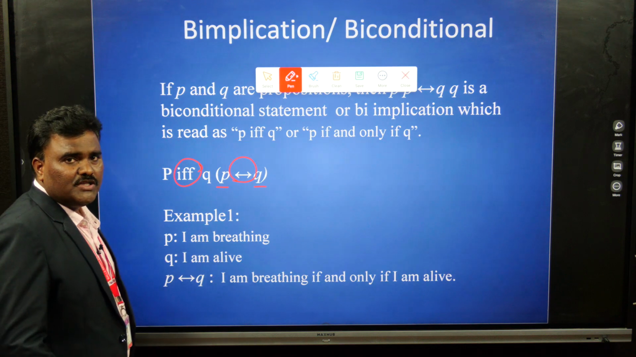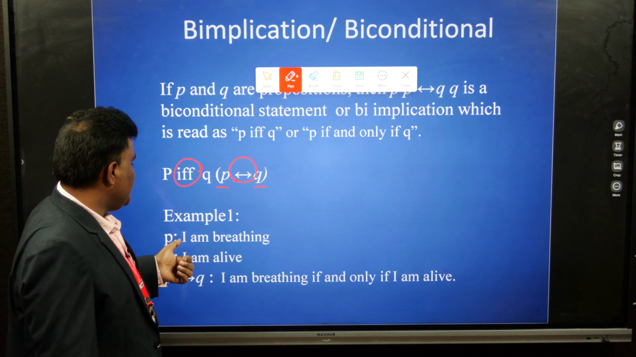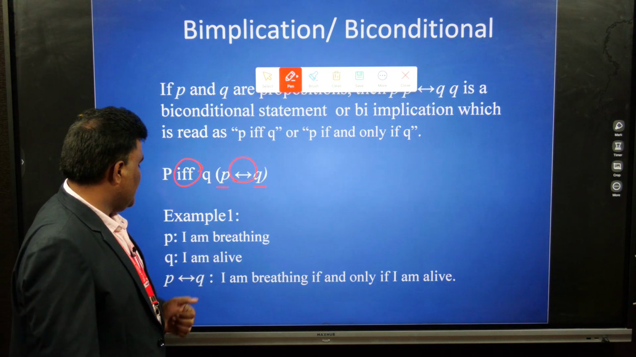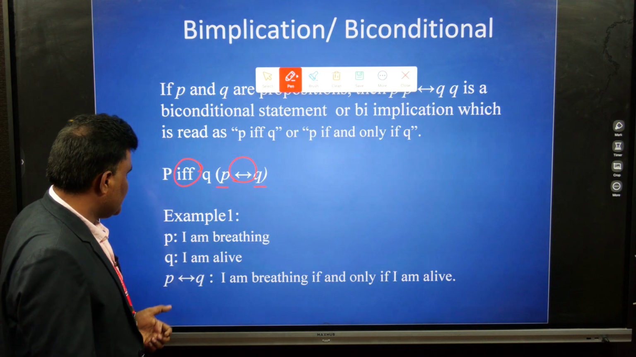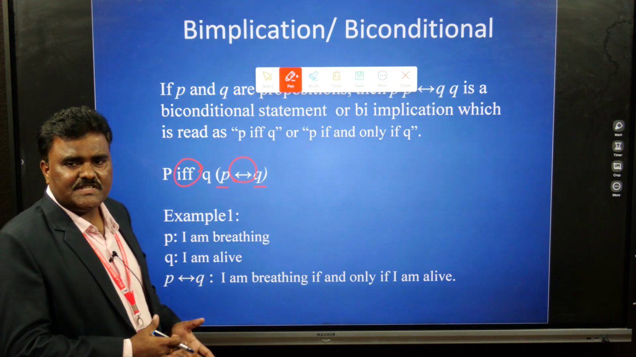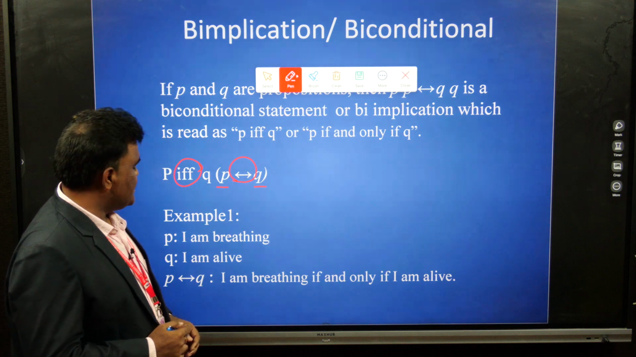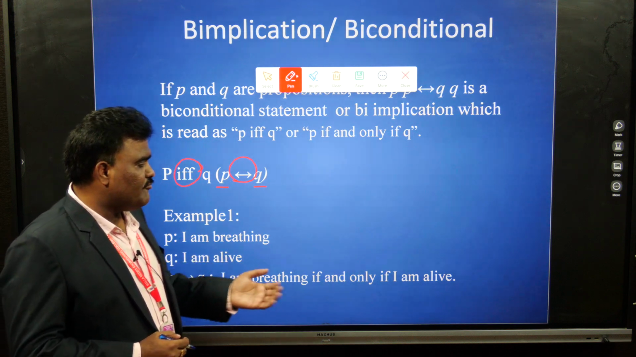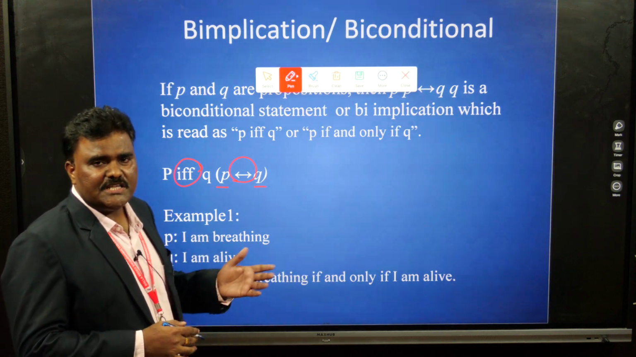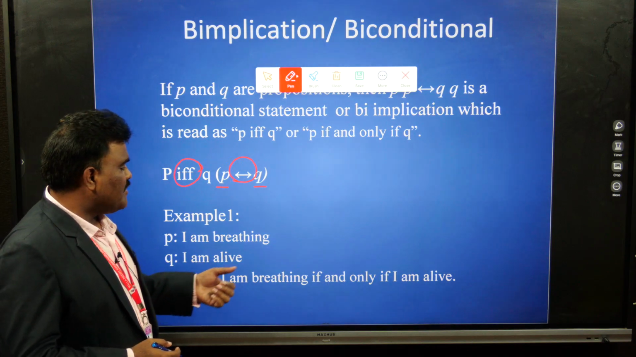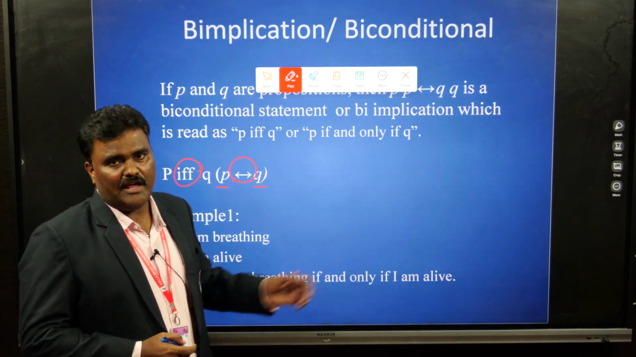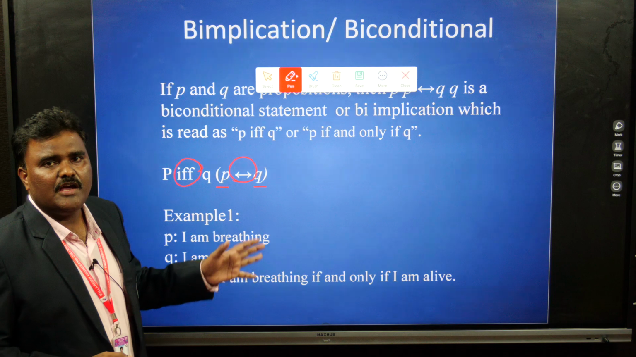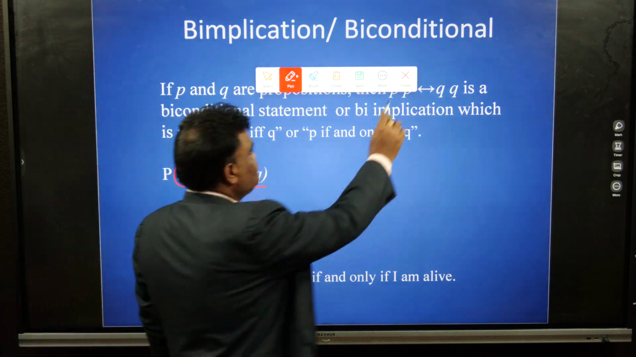Now I am taking two statements. The first statement P is: I am breathing. The second statement Q is: I am alive. How will we represent this as a biconditional? I am breathing if and only if I am alive. In this way we have to represent the biconditional statement.